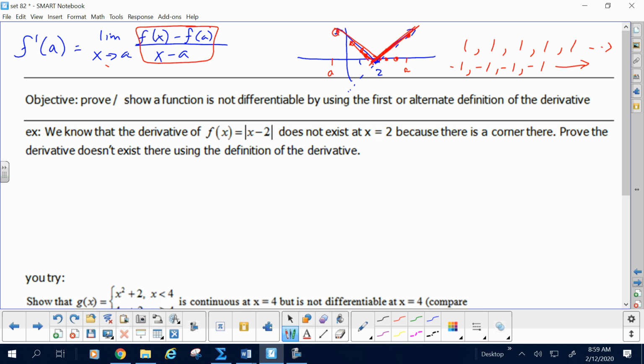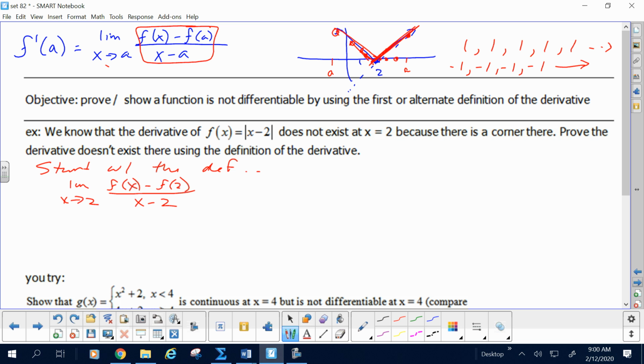Now please, I beg you, every time I put this on the test, I word it almost just like this. We know that the derivative doesn't exist because there's a corner there. Prove the derivative doesn't exist using the definition. You would be surprised how many people say, the derivative doesn't exist because there's a corner there. Well, good job reading. I already told you that. Nor did you use the definition of the derivative. I am saying you prove it. Now, this is what I would love for you to start with. Start with the definition. The limit as x approaches 2 of f of x minus f of 2 over x minus 2.